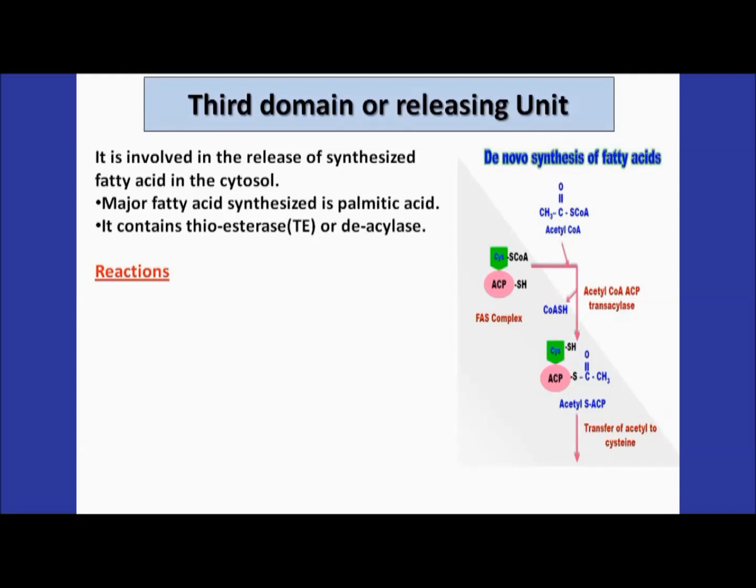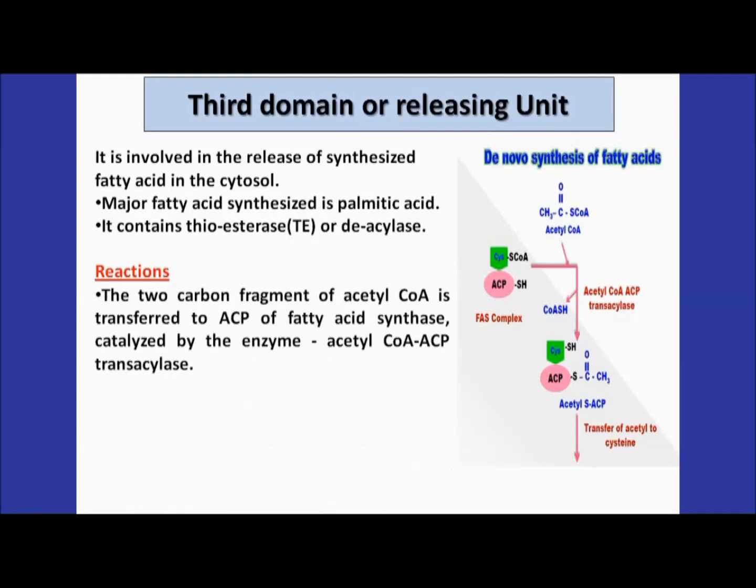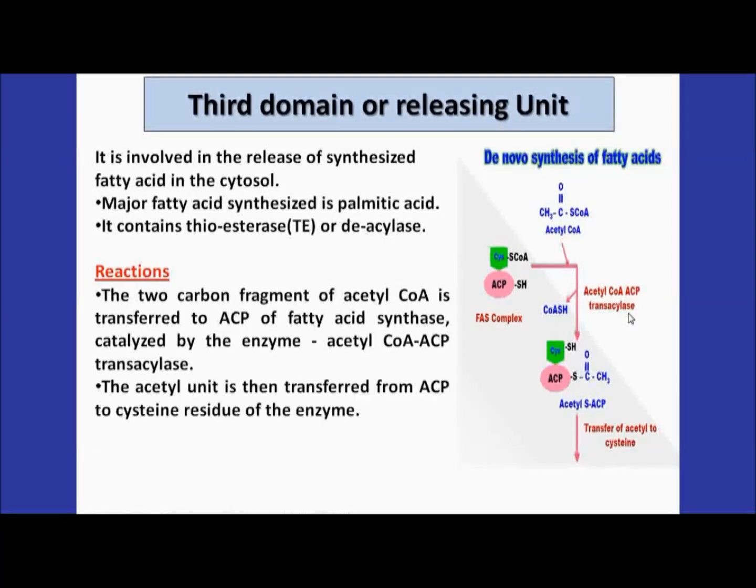So we are starting with acetyl coenzyme A. First of all, the 2 carbon fragment of acetyl coenzyme A is transferred to the ACP of the fatty acid synthase, and this is catalyzed by the enzyme known as acetyl coenzyme A ACP transacylase. It is the enzyme, right?